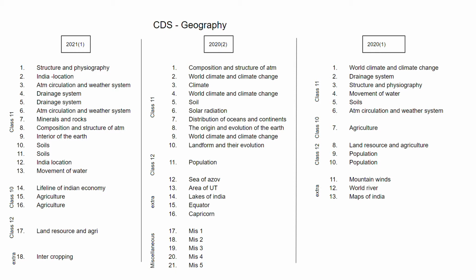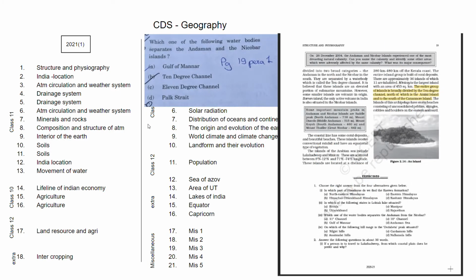So, starting with the 2021 first paper. The question number first, which was from structure and physiography. This was the question: Which of the following water bodies separates the Andaman and Nicobar islands? So here's an excerpt from NCERT, structure and physiography. The entire group of islands is broadly divided by the 10-degree channel. Now look at the mouse pointer. They are Andaman in the north and Nicobar in the south. They are separated by a water body which is called the 10-degree channel. So this is the answer to this question.